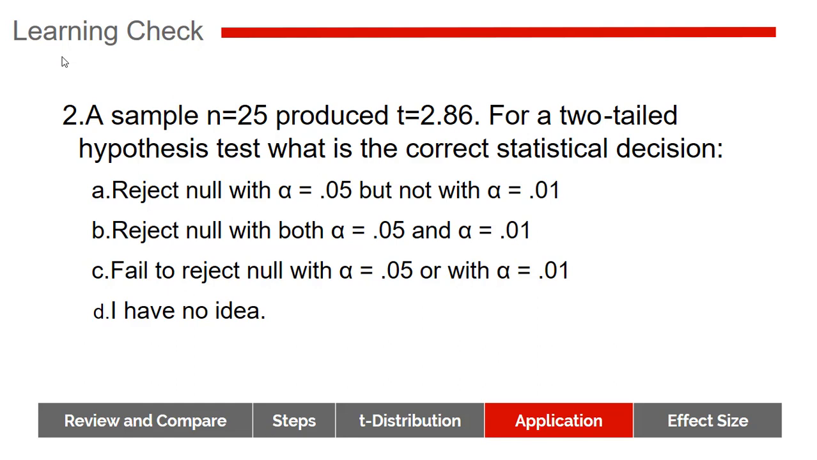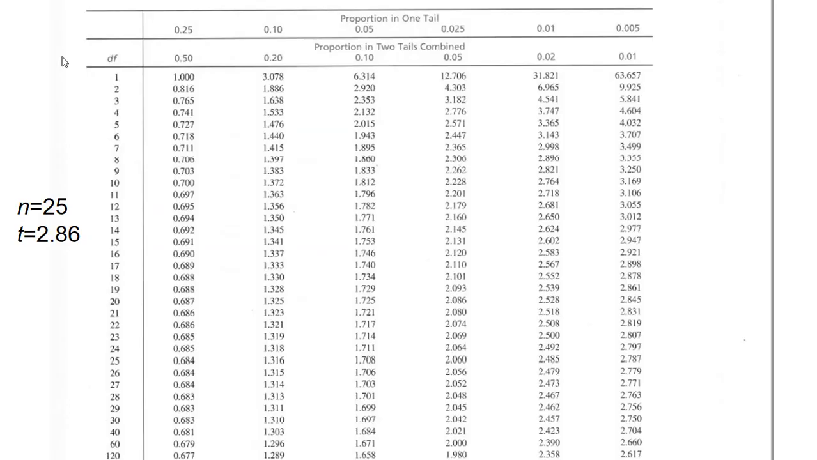Let's say we had a sample with an n of 25 and it produced a t of 2.86. What is the correct decision? Again, we're going to be looking at 0.05 and 0.01 levels, and you are not allowed to say, I have no idea. So n of 25 means that we have degrees of freedom of 24. And we are looking for a two-tailed test at 0.05 and 0.01. So I circled those two. Now I'm going to find what the critical values are at each of those levels. So at 0.05, the critical value is 2.064. At 0.01, the critical t-value is 2.797.